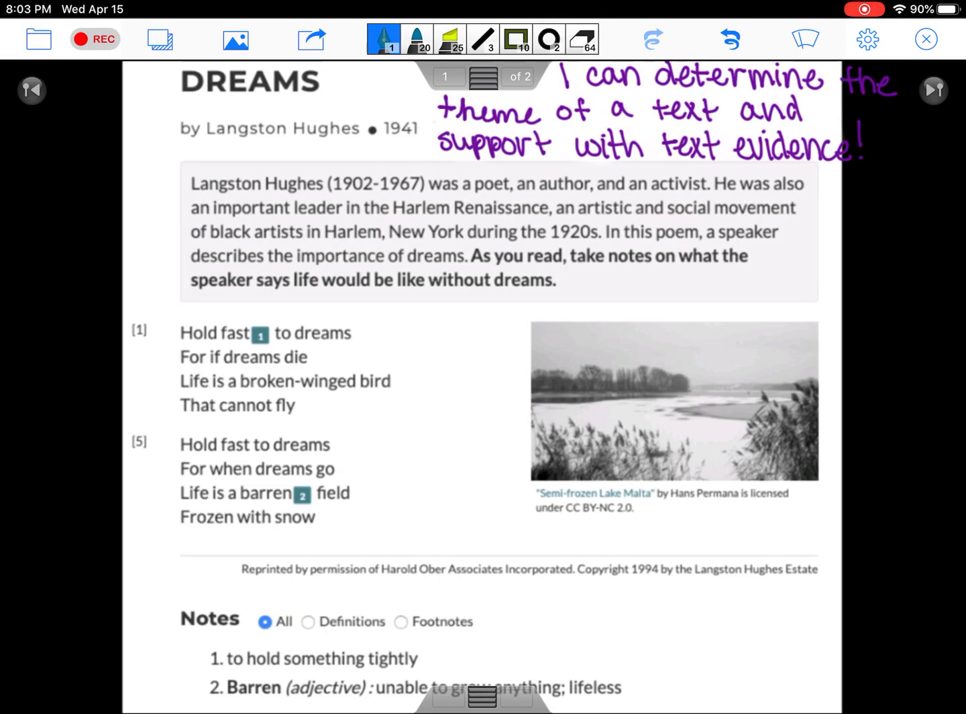It's by a very famous poet named Langston Hughes. Langston Hughes was born in 1902 and died in 1967. He was a poet, an author, and an activist. More specifically, he was a civil rights activist, especially in the 50s and 60s, I believe. He was also an important leader in the Harlem Renaissance, which was an artistic and social movement of Black artists in Harlem, New York, during the 1920s. In this poem, a speaker describes the importance of dreams. As you read, think about or take notes on what the speaker says life would be like without dreams.